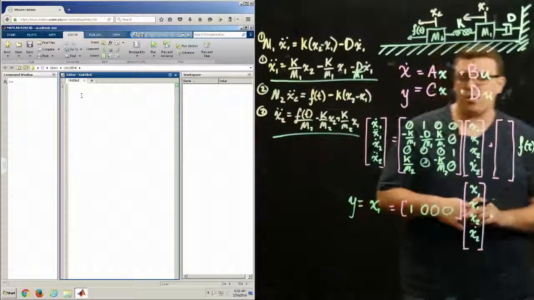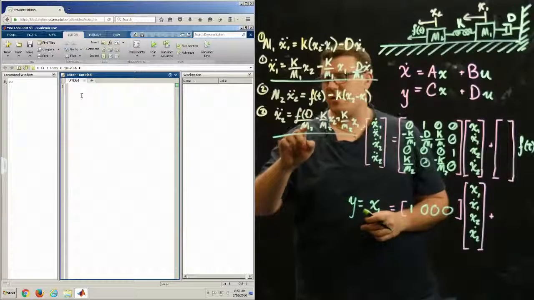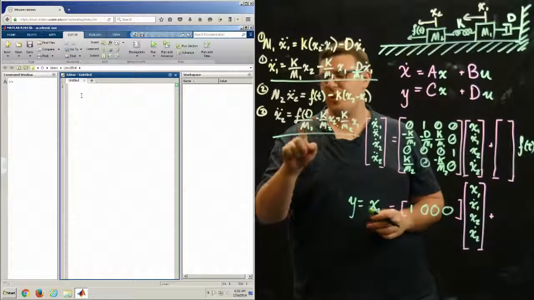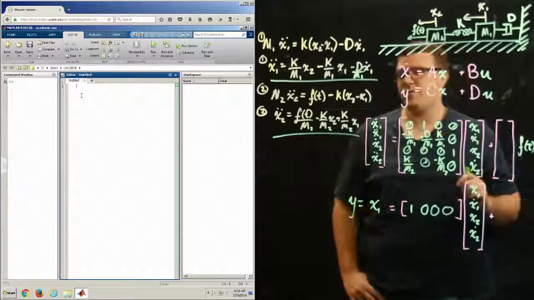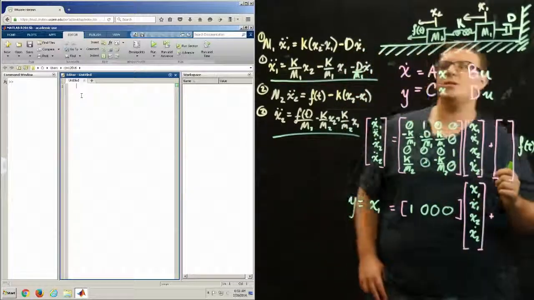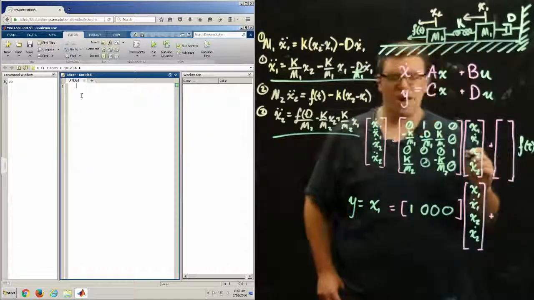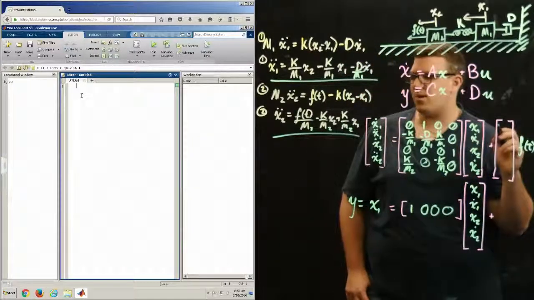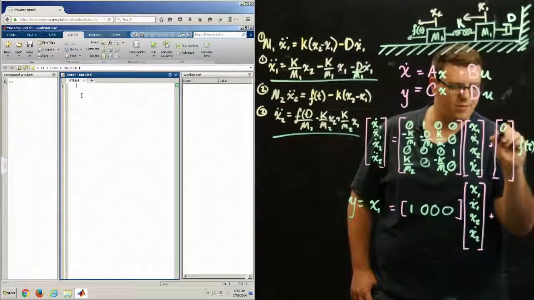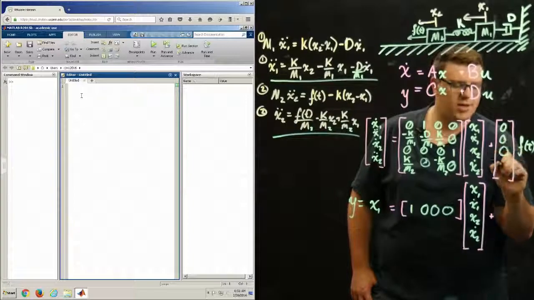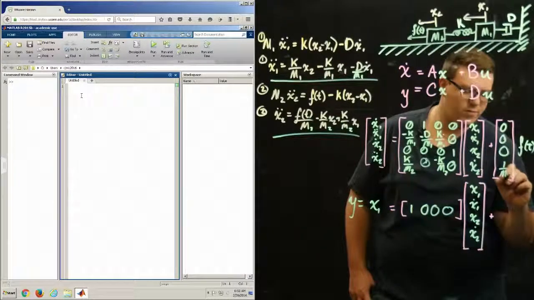All right, so we've now created our A matrix, but now we have this one extra term in our second equation. We have f of t divided by m2. And so our input is f of t. That's something that we can control, assuming that that's what the force applied is. And that's acting directly on x2 double dot. So that doesn't affect the other states, but it affects x2 double dot with a magnitude of 1 over m2.